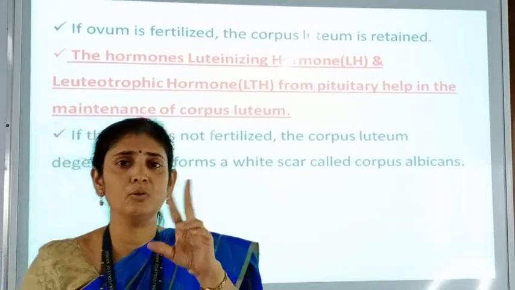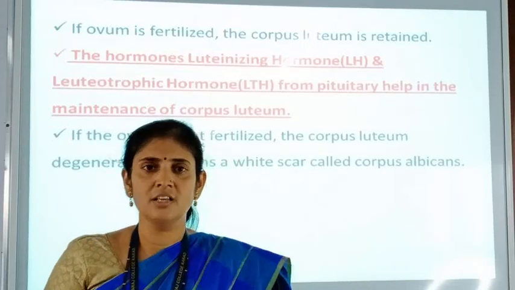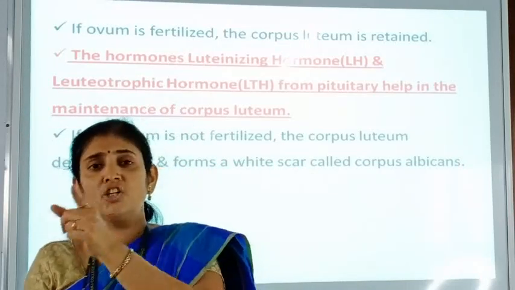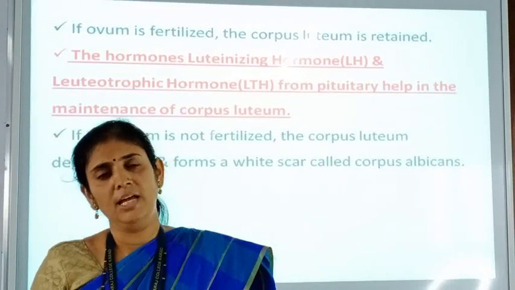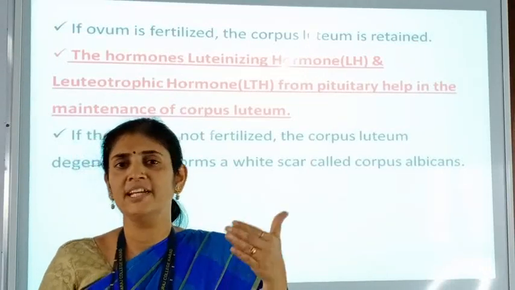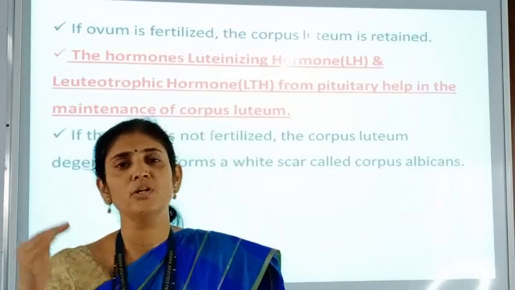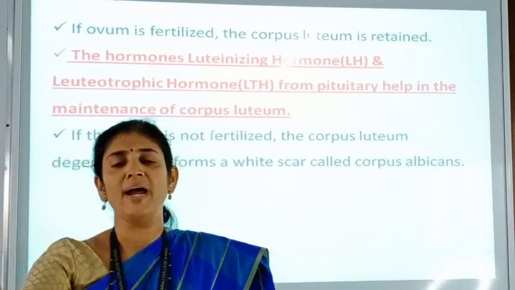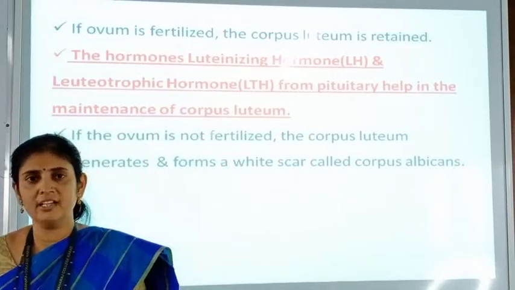So here are two conditions. First condition, if fertilization occurs, and second condition, if fertilization does not occur. If fertilization occurs, the corpus luteum forms and it secretes progesterone for the maintenance of pregnancy. And if there is no fertilization, the corpus luteum degenerates and a white scar, corpus albicans, is formed. So these are the ovarian changes.